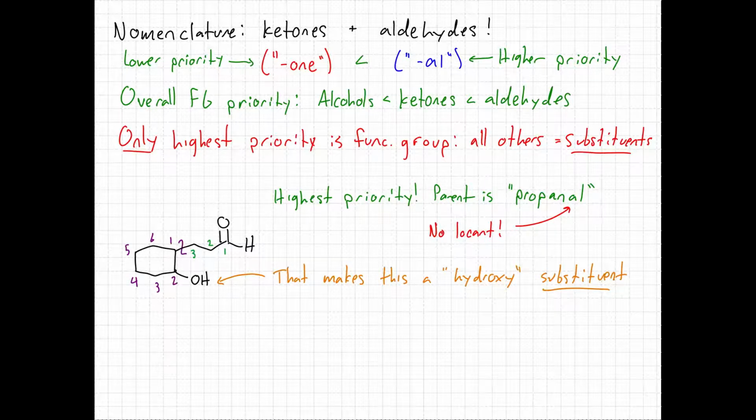So if we look at this, this means that this compound has a complex substituent, a six-membered ring, which also bears the OH group as a substituent. So putting it all together, we would get this name, 3-(2-hydroxycyclohexyl)propanal.